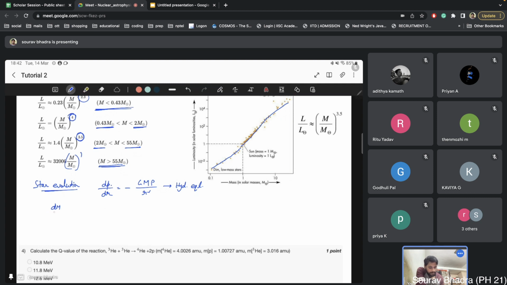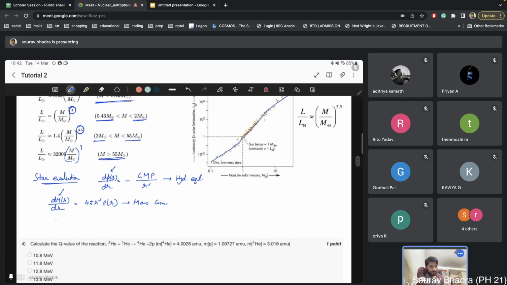dm by dr, where P is the pressure of the star, and M is the mass of the star at a distance r, that is 4 pi r square rho r. This is coming from the mass conservation.